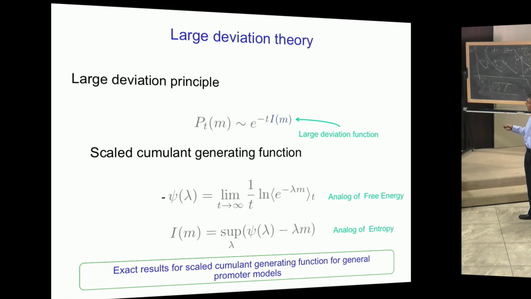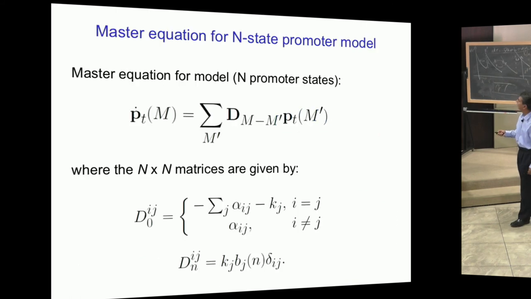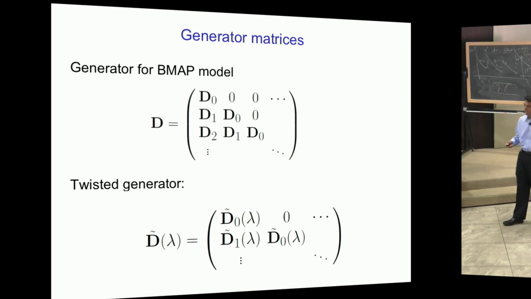If you want to obtain the scaled cumulant generating function, and I'm going to go over it quickly in the interest of time, you can write down the master equation for this n-promoter model in terms of these D matrices. These specify transitions where the index below refers to the number of arrivals. You can have n arrivals or zero arrivals. So it's straightforward to write down the master equation. For the entire process, we have an infinite dimensional generator because you can have 0, 1, 2, an arbitrary number of arrivals. So this is the generator for the BMAP model for the number of arrivals.